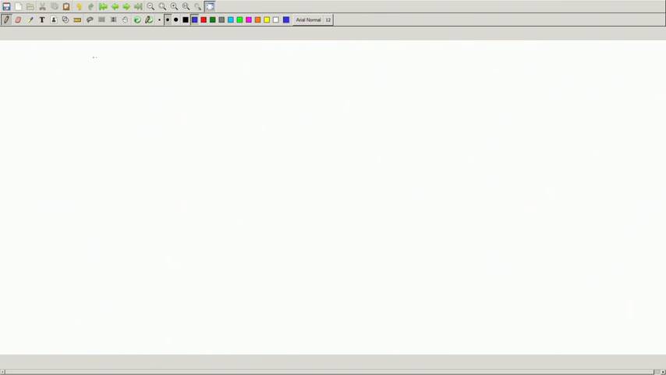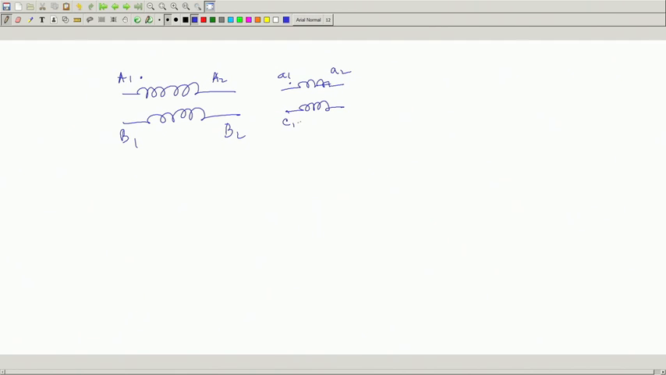So, I will now draw a bit faster to talk about loading of this transformer. For example, what have I done? This is A1, A2, this is the corresponding small a1, a2, these are dots. Similarly, this is B1, B2. The previous diagram only I am drawing. C1, C2, these are dots, and this is the third phase C1, C2, and this is small c1, c2.